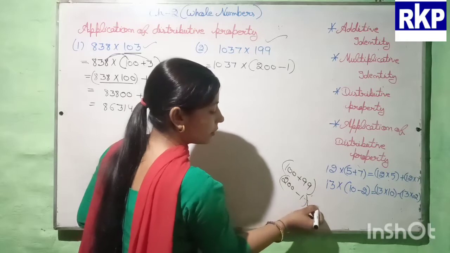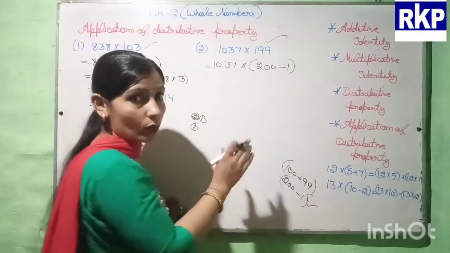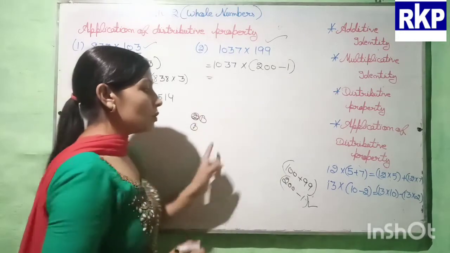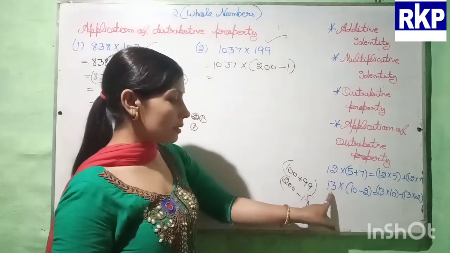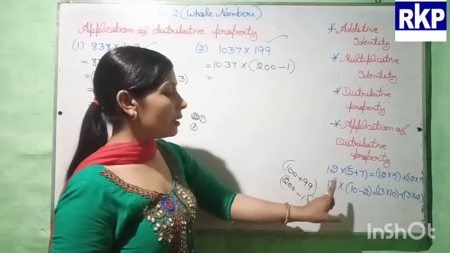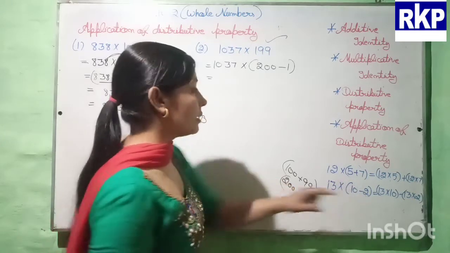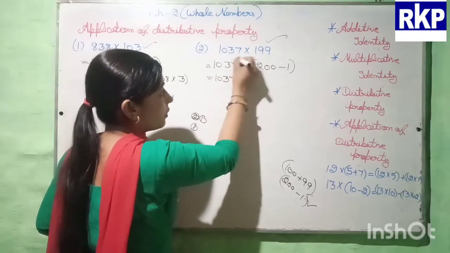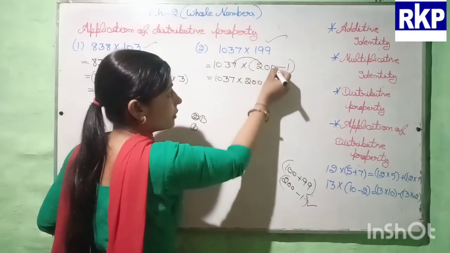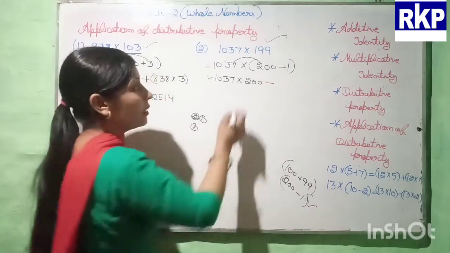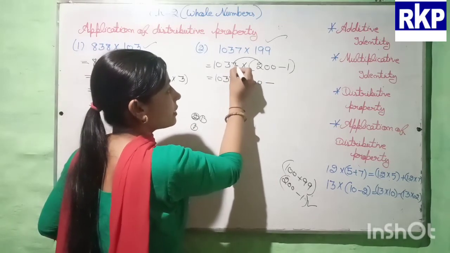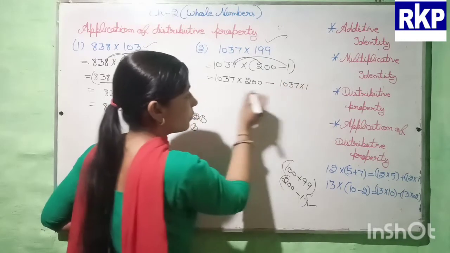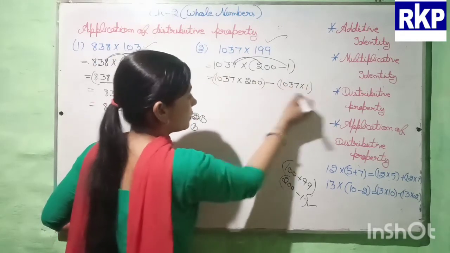But if we write this, then the multiplication, beta, will become easy. Okay, so we will write this. Now according to the rule we have to multiply this with the first number, then multiply this number with the second. So here 1037 multiply with 200, then the symbol of subtraction, and then we have to multiply this number with 1. So 1037 with 1, close into bracket.